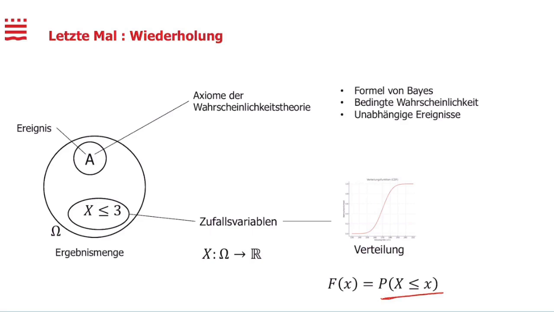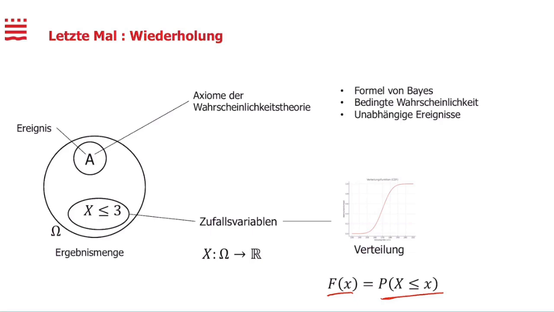And this is something we then call the distribution function F. And if this function is continuous, then it is called a continuous distribution. And if this function is not continuous but has jump points, then we call that a discrete distribution.